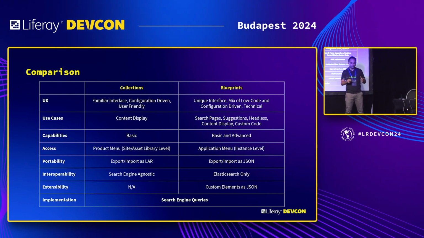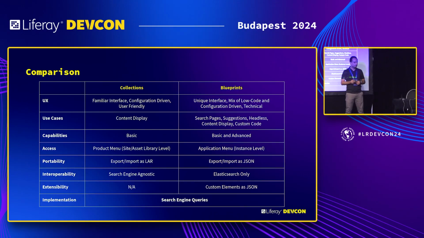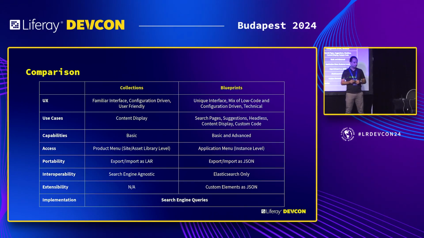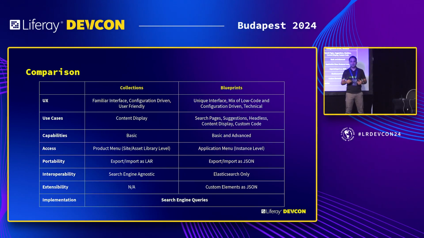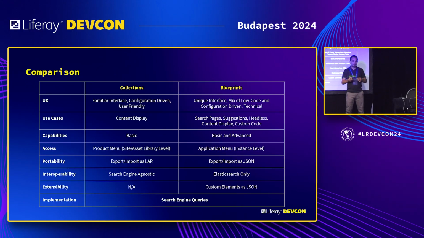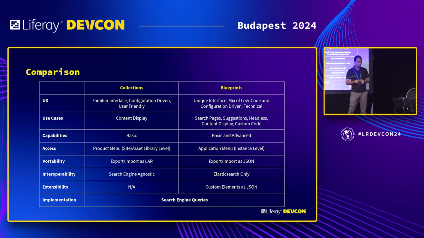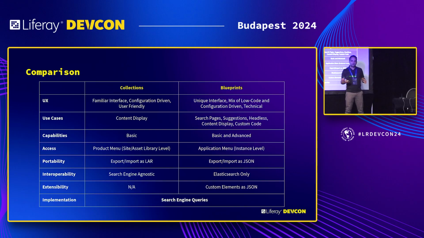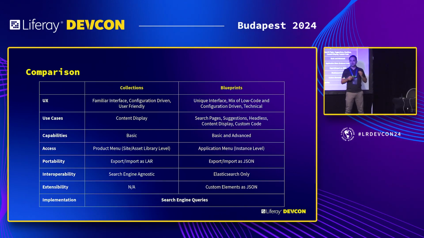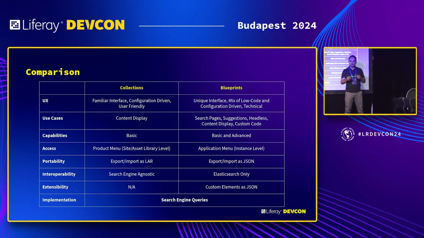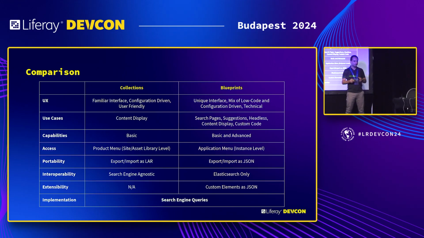So it's offering both basic and advanced capabilities, but it's specific to Elasticsearch, while collections use everything that our generic search API provides, so it runs on Solr and Elasticsearch, while Blueprints is right now specific to Elasticsearch. But it's already headless driven. You can export and import it as JSON, and it's extensible with custom elements. So that's also very important, that collections is not giving you.